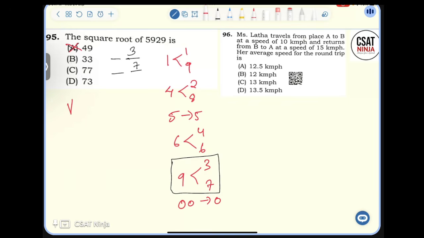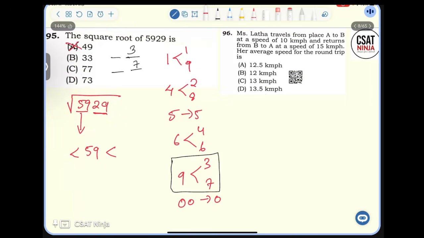Next, in square root, there's a rule for 5929. You divide it into pairs of two digits from the right-hand side: 59 and 29. You take the first pair, which is 59. 59 lies between which square and which square? 59 lies between 7 square and 8 square, because 7 square is 49 and 8 square is 64.